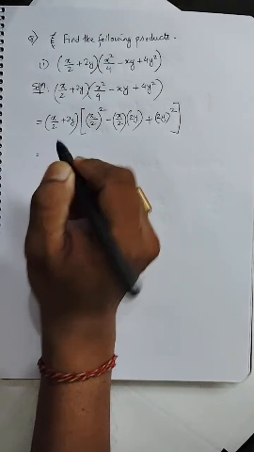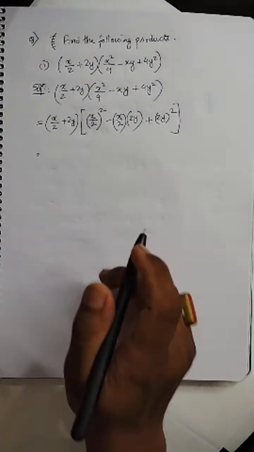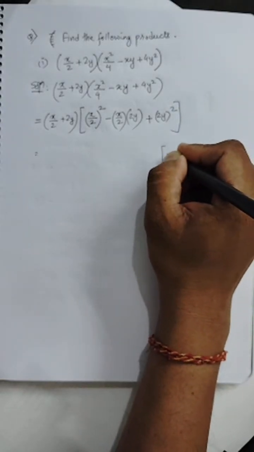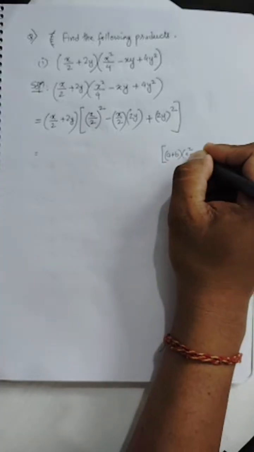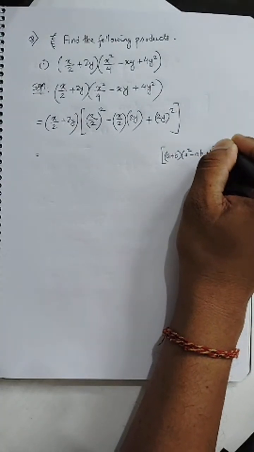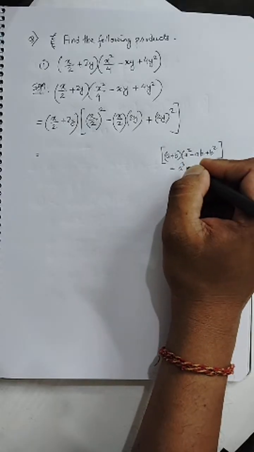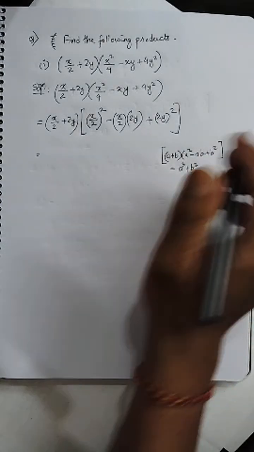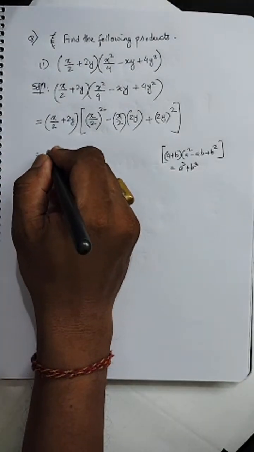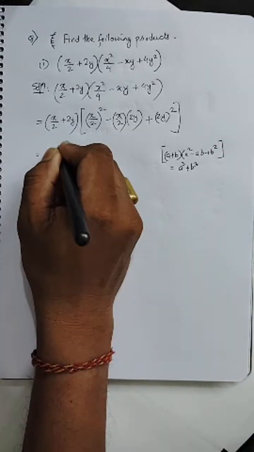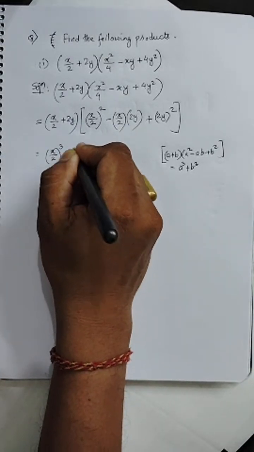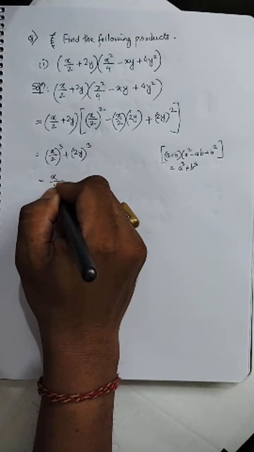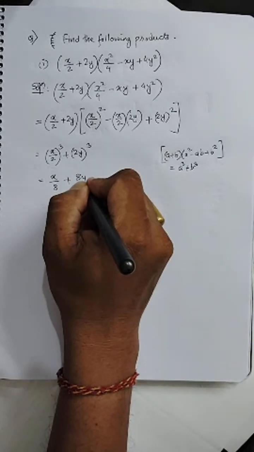So if we can recall, this is the identity a plus b into a square minus ab plus b square, which is equal to a cube plus b cube. So this will become x by 2 whole cube plus 2y whole cube. So our answer will be x cube by 8 plus 8y cube.